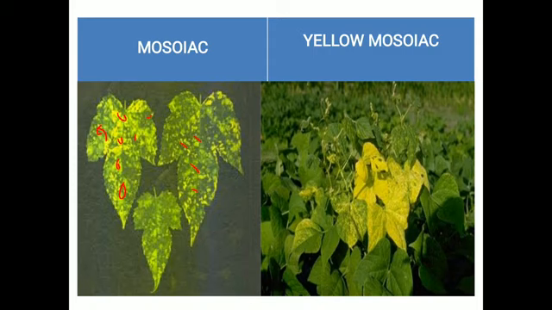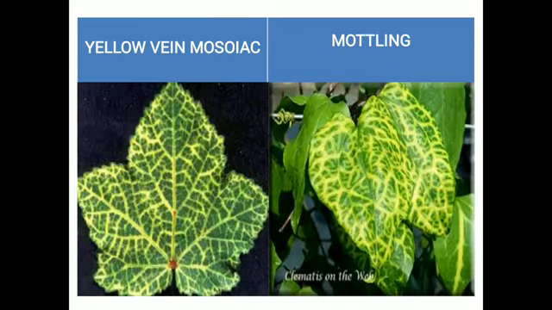Mosaic is a viral symptom, or it is due to viral attack. But most of the time, due to excess or deficiency of nutrients, such yellowing is observed. Just like here, yellow mosaic. Here it is shown that the patch is completely attacked by the virus. So this is called yellow mosaic. That plant is completely yellow due to the attack of virus. Okay. Next one, yellow vein mosaic. The name itself indicates yellow vein.